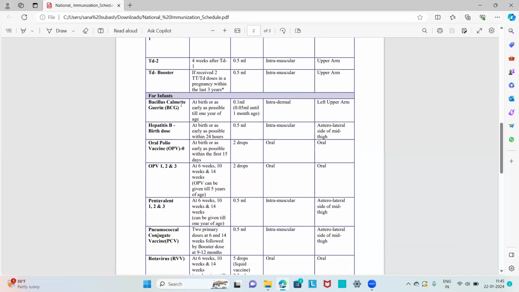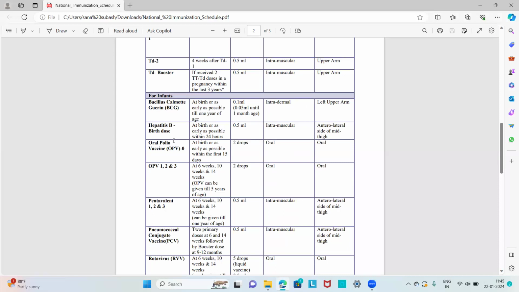For the infants, we have to give the BCG vaccine. The schedule is at birth or as early as possible till 1 year of age, so we have time till 1 year of age for the administration of BCG vaccine. The dose is 0.1 ml, and until 1 month of age we have to give 0.05 ml. The route of administration is intradermal, on the left upper arm.